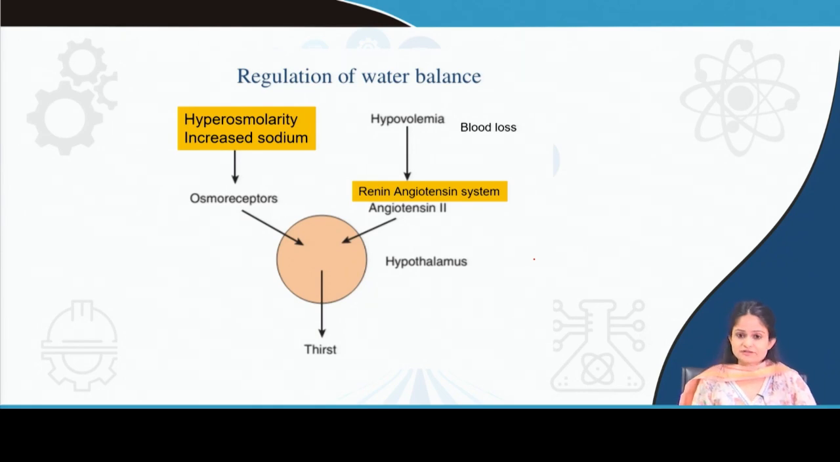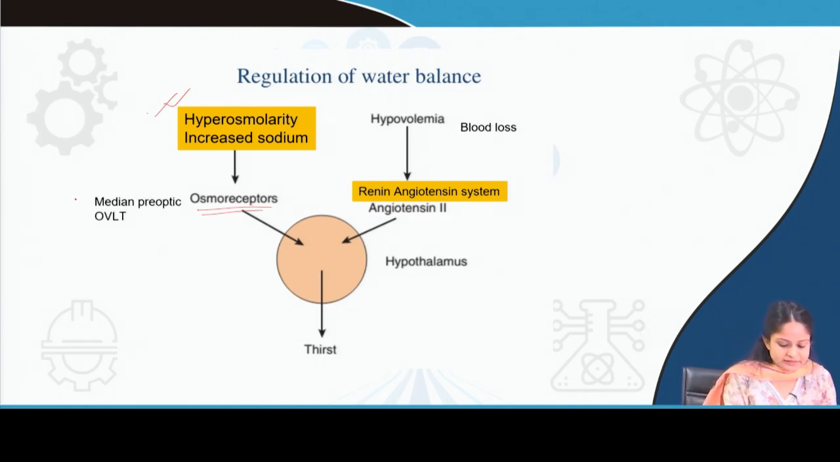The major functions, the first function is regulation of water balance. How is blood volume maintained in our body even after loss? The first condition is hyperosmolarity. Say you are walking in a desert, you are thirsty. So what happens? There is hyperosmolarity, that means there is increased sodium in your blood plasma. Whenever there is increased sodium, the osmoreceptors in our body get activated. Now, where are these osmoreceptors present?